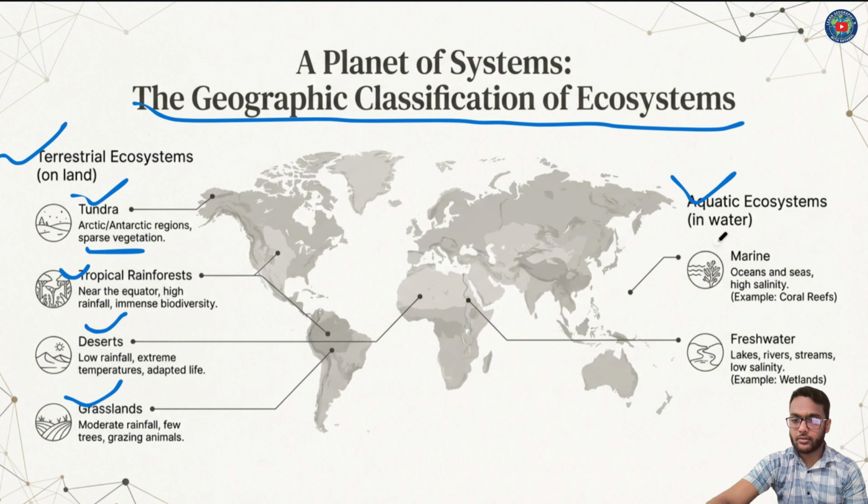Aquatic ecosystems: marine, oceans and seas, with high salinity, for example coral reefs. Freshwater, lakes, rivers, streams, with low salinity, for example wetlands.